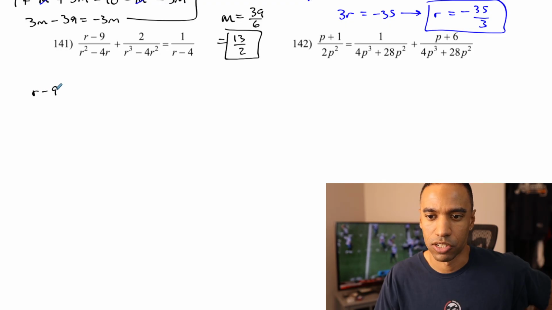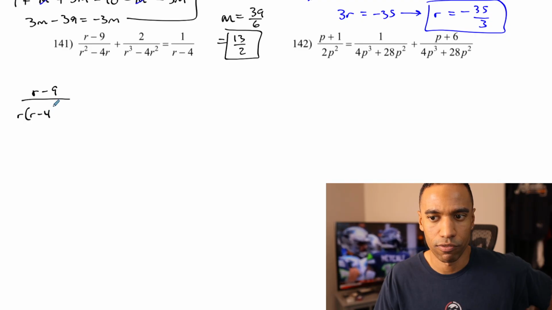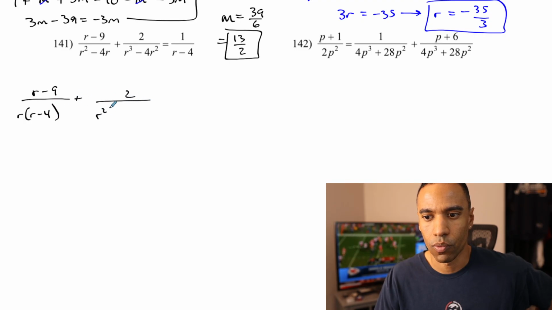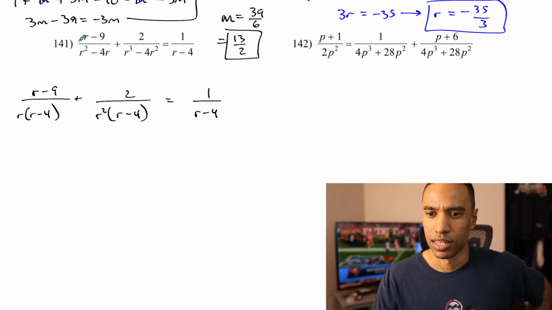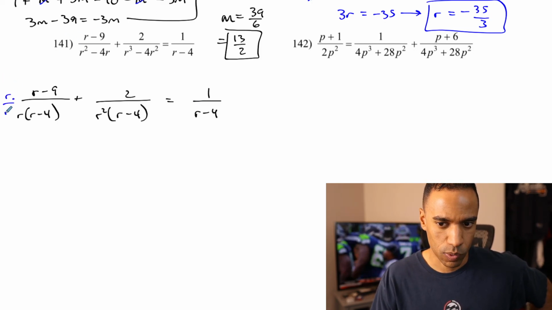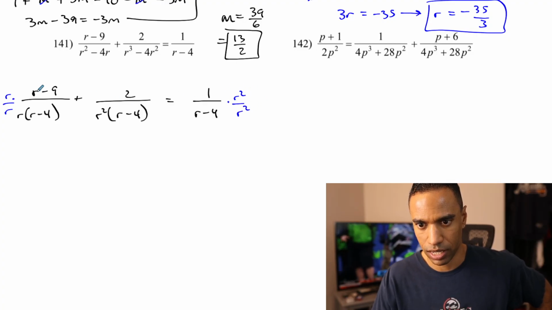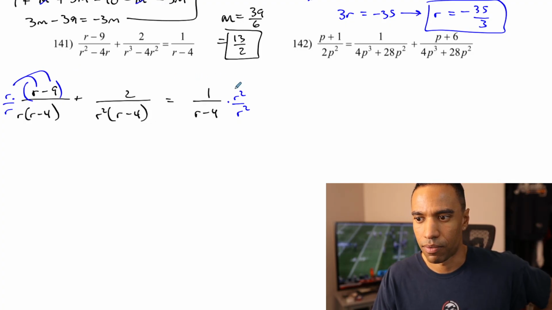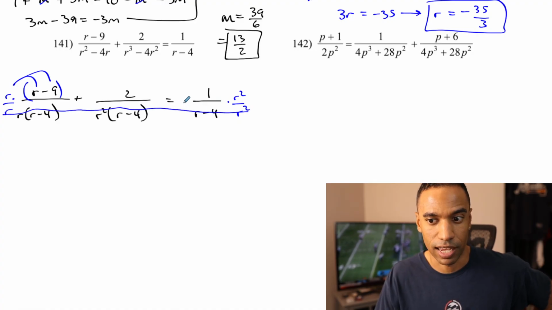Here I have r minus 9 over r times r minus 4, plus 2 over r squared times r minus 4, equals 1 over r minus 4. So it looks like this guy's missing an extra r. This guy's got it all, and this thing's missing a whole r squared, a whole kit and caboodle. All right, as we attempt to distribute that guy right there, and 1 times r squared is r squared, the bottom is all good. r can't equal 0 or 4.